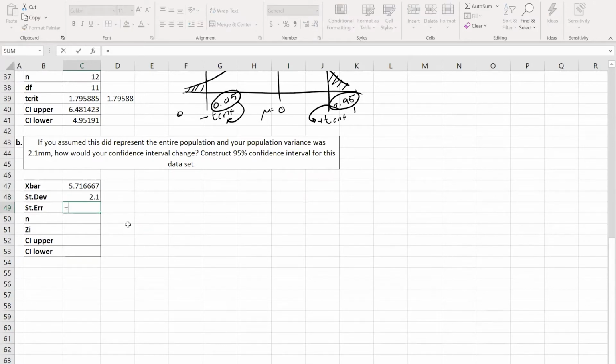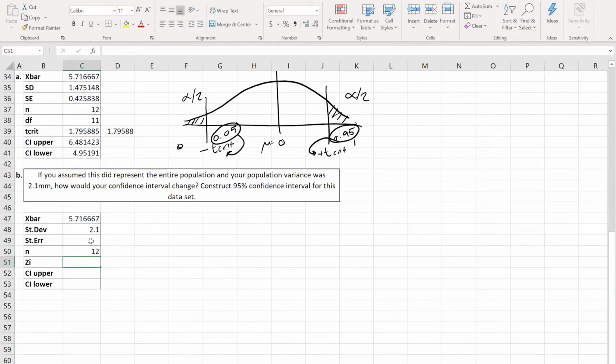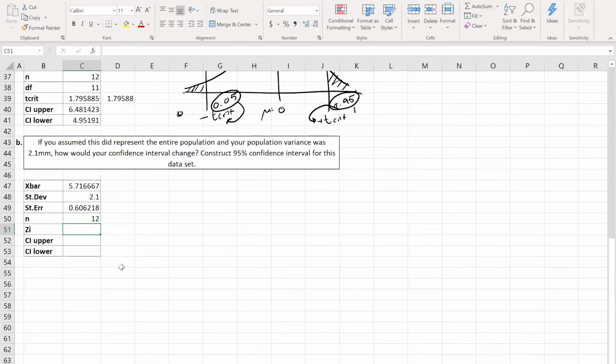Our standard error, let's actually just fill in the sample size again. So our standard error is our standard deviation divided by the square root of our sample size. Because now it's a population and we have population variance, we can use a Z distribution. So our z-crit is calculated from the table that we have. We are looking for a z-crit for a 95% confidence interval.